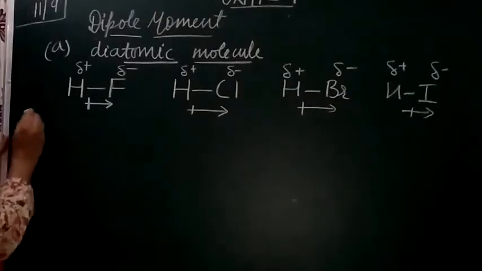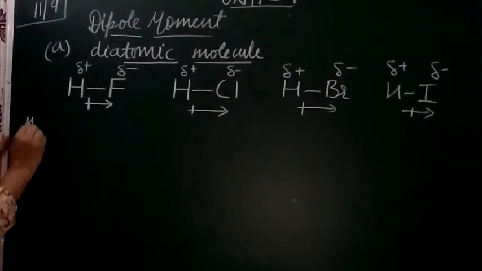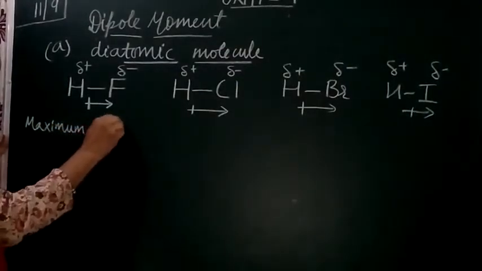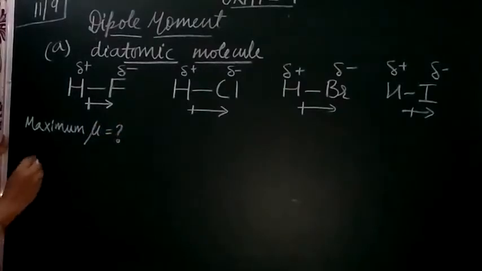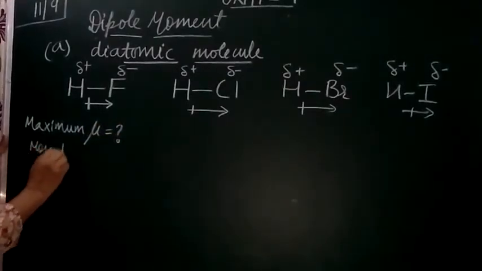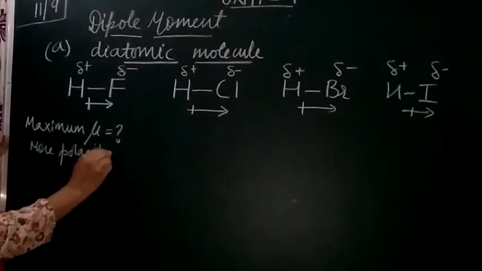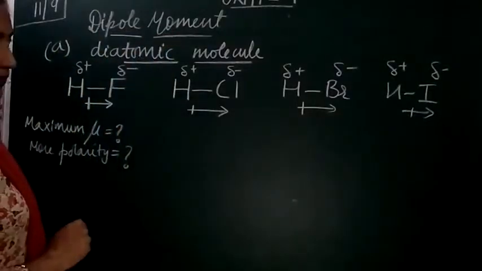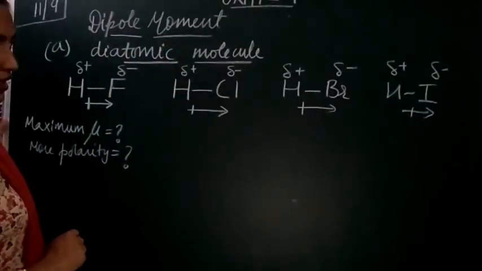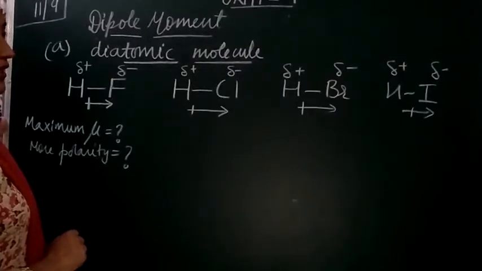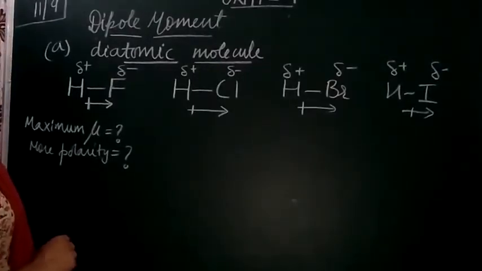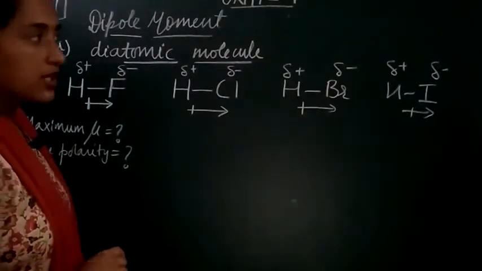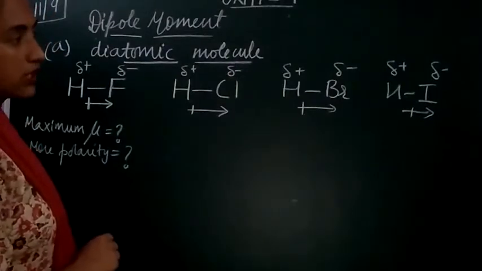So how are we going to find it out? Here the question is, which has the maximum dipole moment and hence more polarity. You can see that hydrogen is common in all, so we are just going to compare the halogens. Since the dipole moment is related to the charge separation, and that charge separation takes place because of the electronegativity difference, we will see which element is more electronegative.